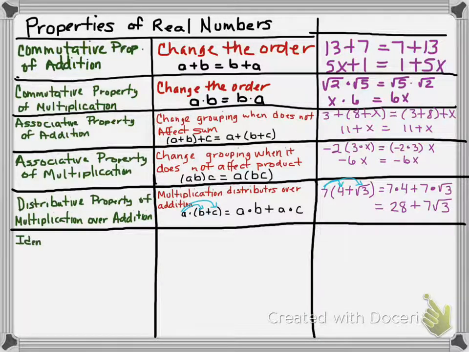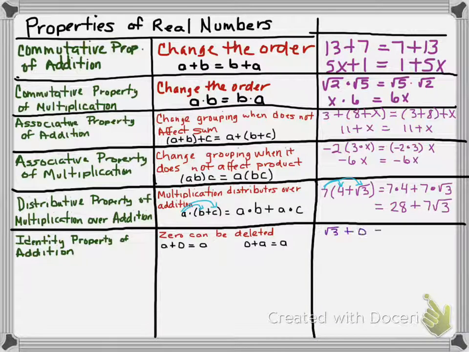Next one, the identity property of addition. So it says here 0 can be deleted. That means a plus 0 is a, and 0 plus a is a. So the 0 doesn't change anything, it doesn't do anything. It's an identity, so it stays the same. So an example would be the square root of 3 plus 0. Well, that's just square root of 3. 0 plus 6x is just 6x. So this is pretty basic information, but we do have to cover it.